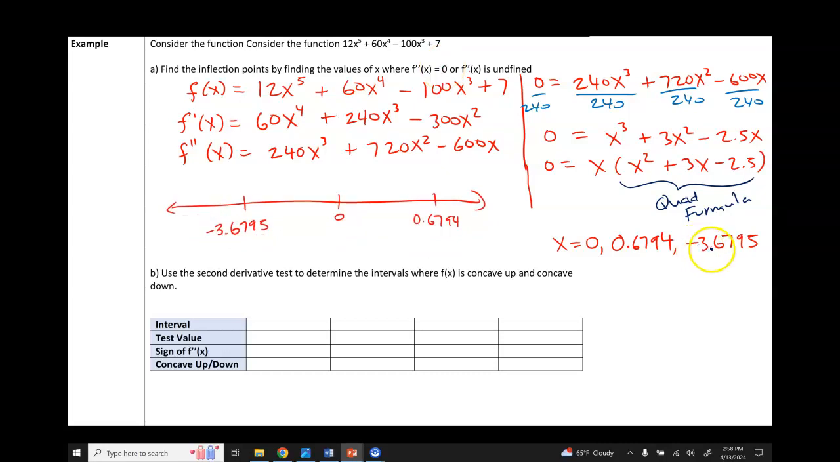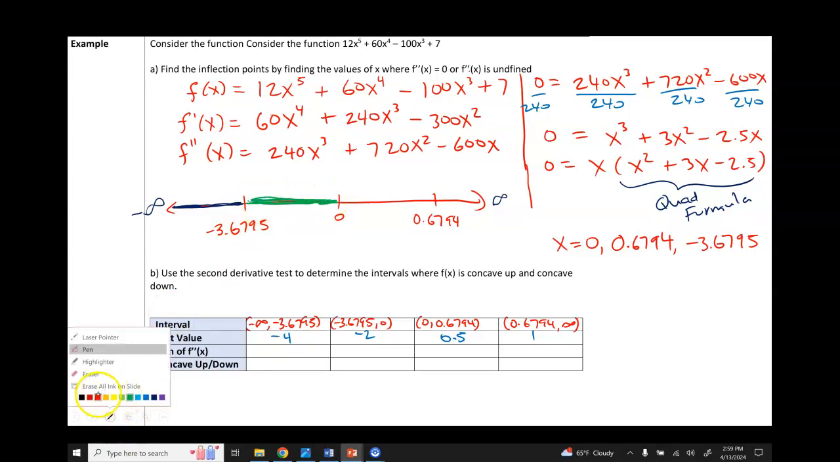So go in the order of the number line. So you have negative 3.6795 and then 0, then 0.6794. And our intervals are going to be from negative infinity to negative 3.6795, and then from negative 3.6795 to 0, 0 to 0.6794, and then 0.6794 to infinity. Right, and I can shade these in for a better visual. Interval 2, this is going to be interval 3, and then we have interval 4.